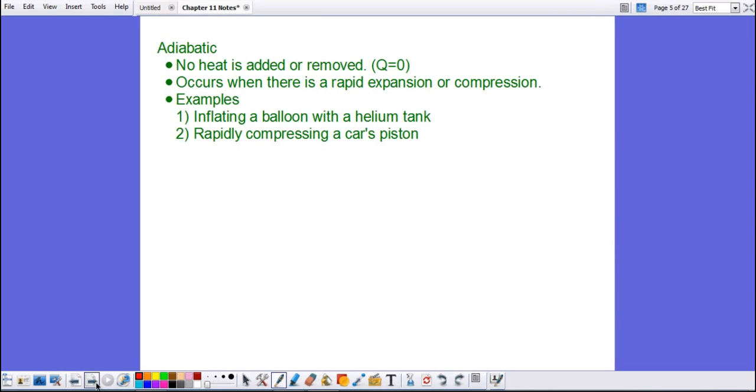The next process is the adiabatic process. This occurs when no heat is added or removed, so Q is zero. It occurs when there is a rapid expansion or compression. So unlike the last one where it's gradual, this is very fast. Examples would be inflating a balloon with a helium tank, so you inflate that balloon quickly, or rapidly compressing a car's piston. Again, the keyword here is rapid, and that means it's adiabatic, and that means that there is no heat added or removed from the system.